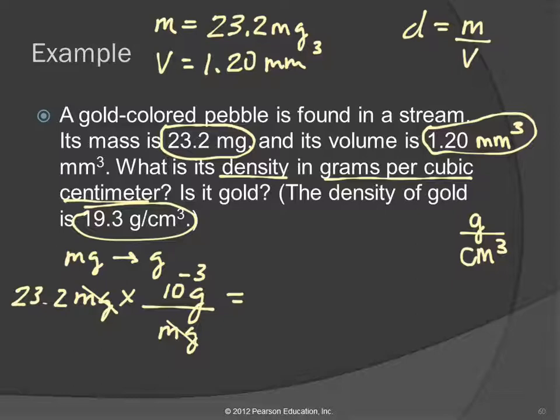So 10 to the minus third, remember that's 1 times 10 to the minus third, so that you can do that on your calculator. So on your calculator this would be 23.2 times 1 EE minus 3 equals, and that's going to be 0.0232 grams.